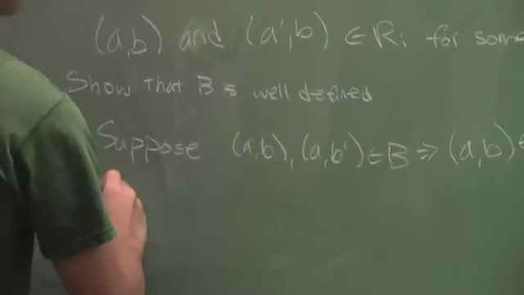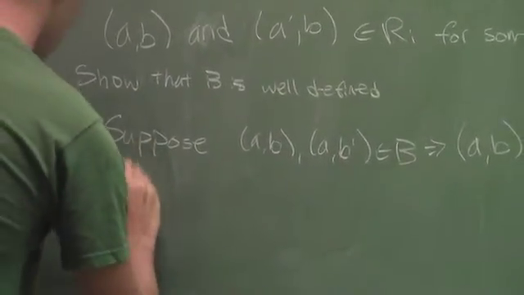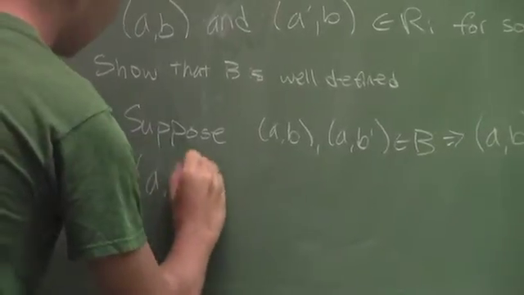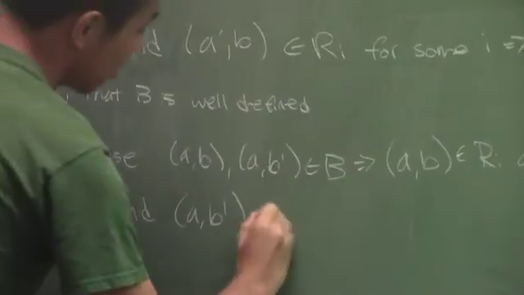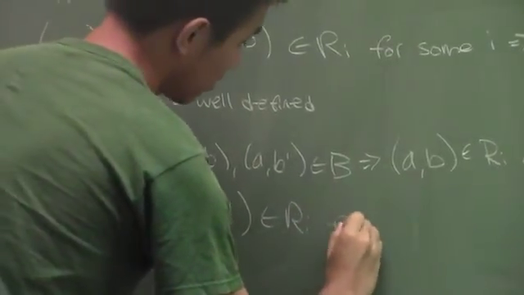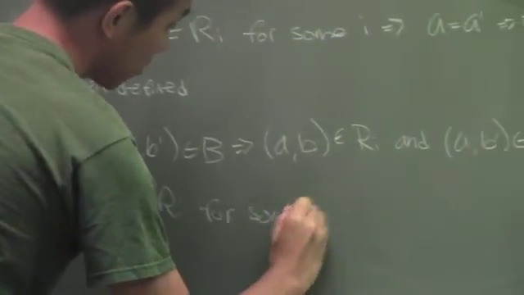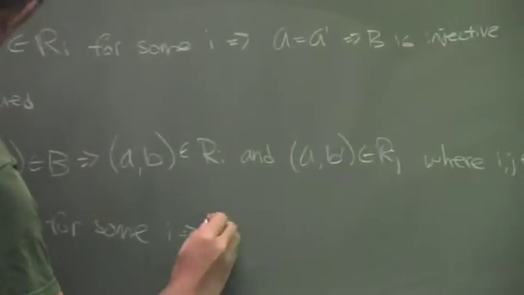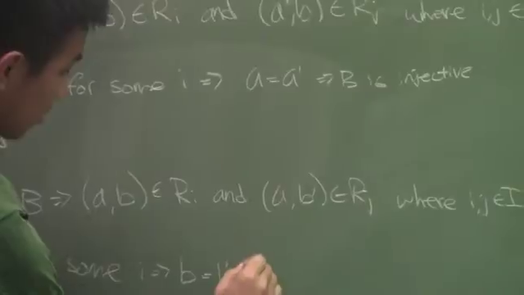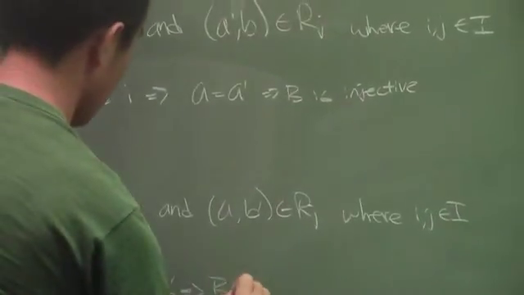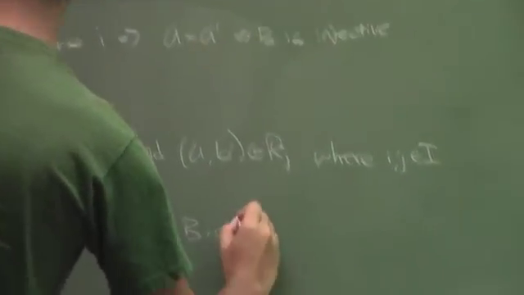Pretty much the same statement, right? It implies that the (a, b) and (a, b prime) are in the same Ri, which implies that b equals b prime. So B is surjective. No, not surjective, sorry, well-defined.